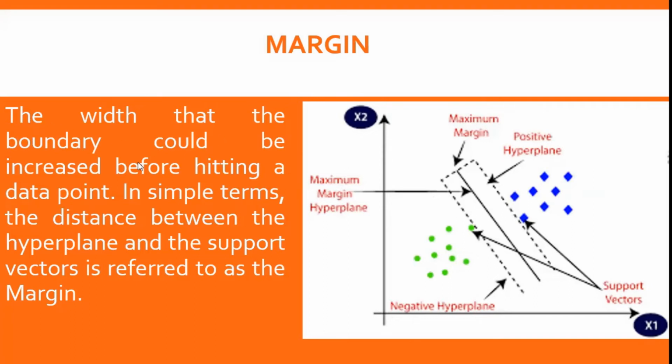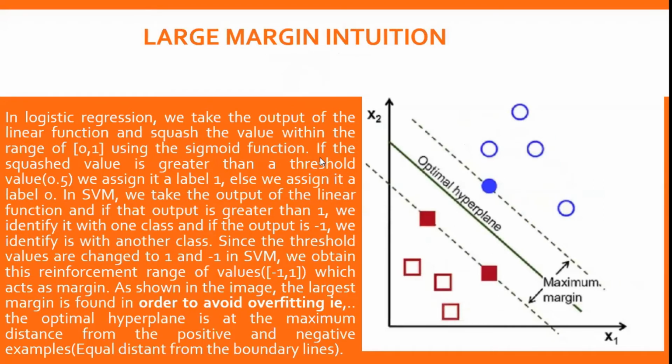The width of that boundary could be increased before hitting a data point. In simple terms, the distance between the hyperplane and the support vector is referred to as the margin. The distance between this one and this one can be referred to as a margin. So, large margin intuition.